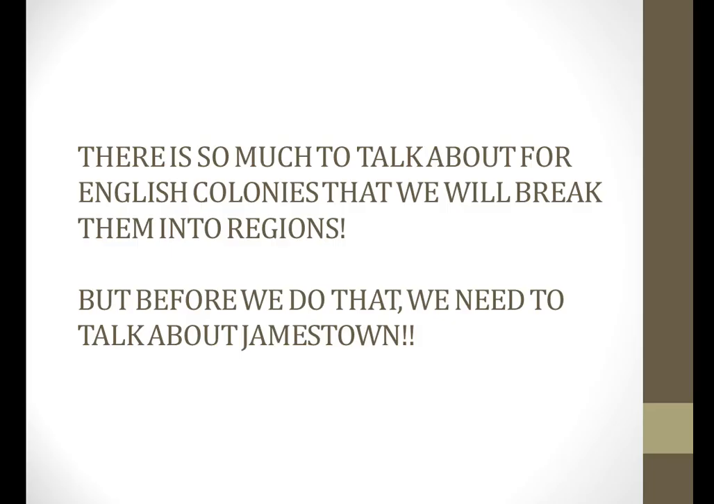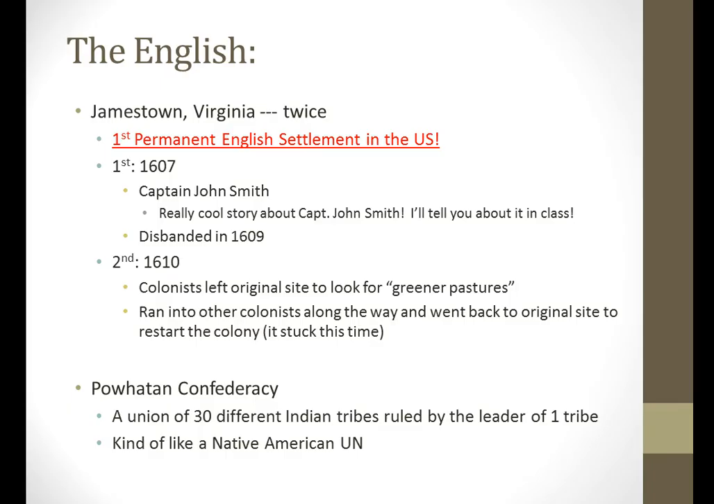But before we talk about each region, we're going to talk about Jamestown. Jamestown, super important. All right, so Jamestown, Virginia. Twice. There were two of them, okay? But a lot of history books won't talk about this, and maybe teachers won't tell you this, but there were actually two Jamestowns. The second one ended up being the first permanent English settlement in the United States. First permanent English, because St. Augustine was the first permanent European settlement in the United States. So that may or may not show up on an exam. So you should make sure to differentiate.